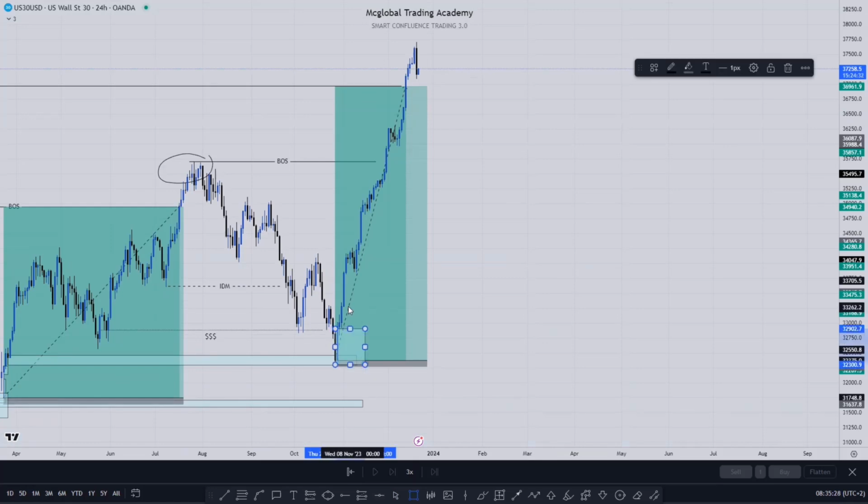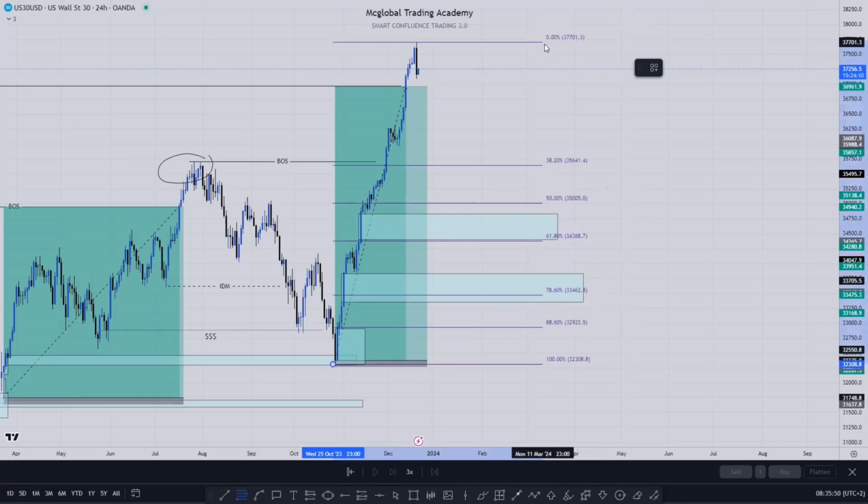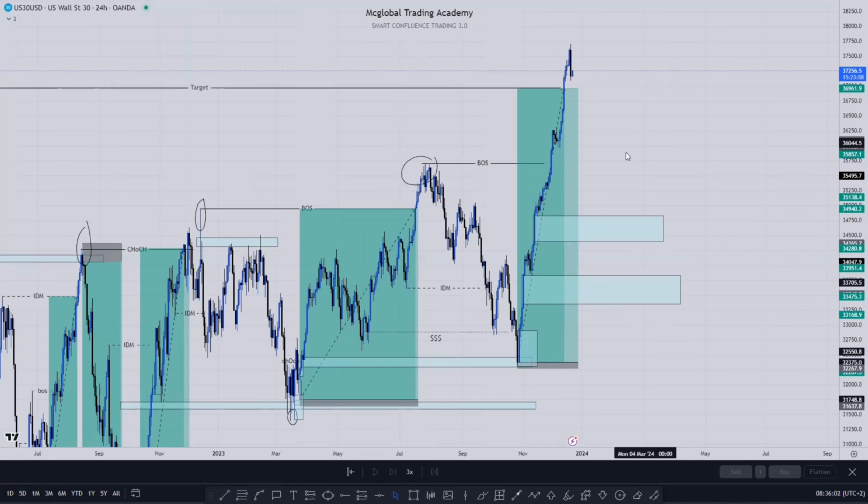This supply was mitigated. We have a fair value gap there. We have another one there. So those two are of higher probability because they are mostly in a discount region. They are found in a discount region. If you put a Fibonacci from down here to the top, if this is going to be our top there, right? It means below the 50%, this one is our first, this one is our second. So those two will be our first major levels of target for TPs.